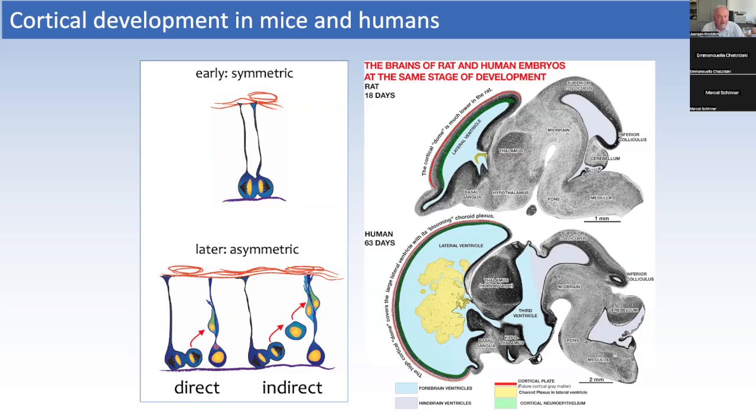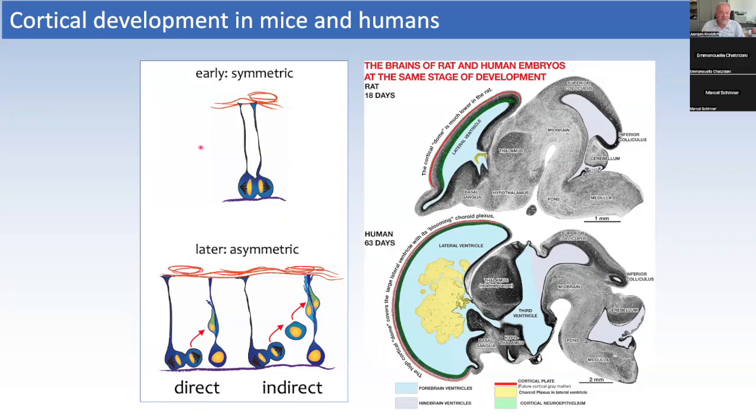And at some point, these progenitors switch to an asymmetric division mode, where one progenitor generates one progenitor and one cell that migrates out and becomes a neuron. Or this other cell can become a transit amplifying cell, a so-called intermediate progenitor, which will then generate 2 neurons that migrate out and wire up.